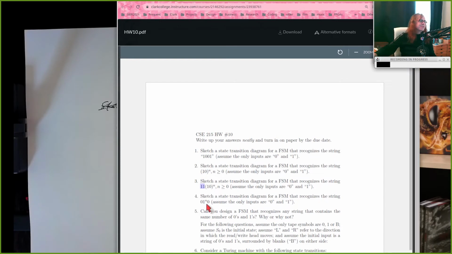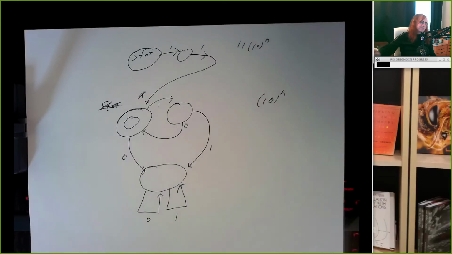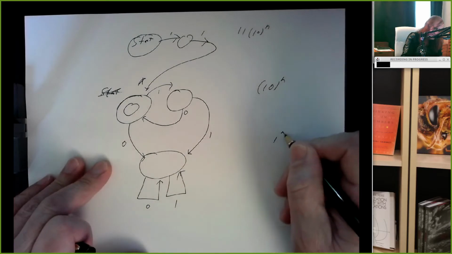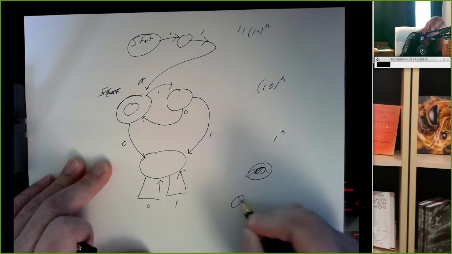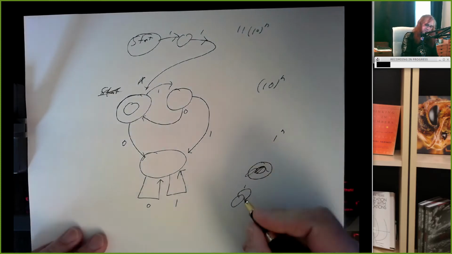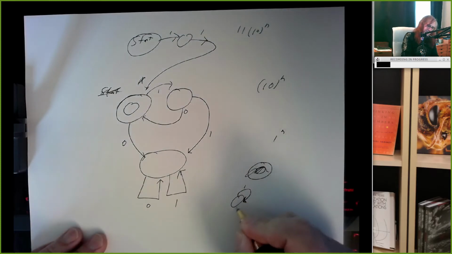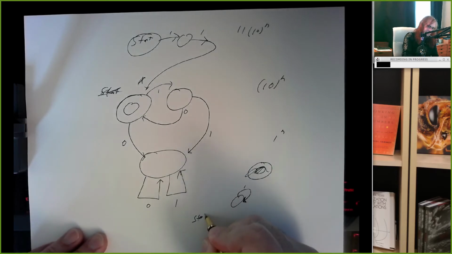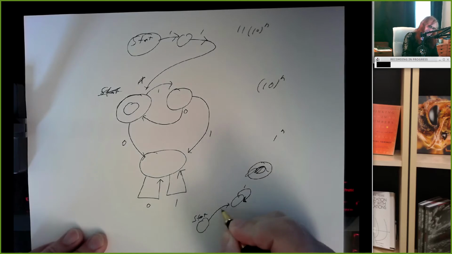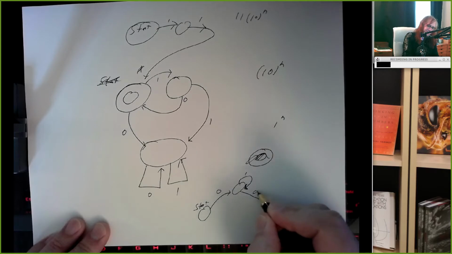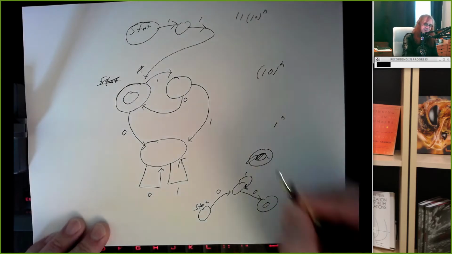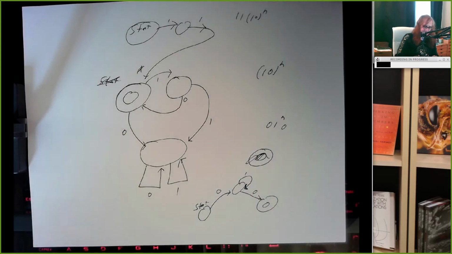And then number 4 is 0, 1 to the n, 0. So how do we recognize 1 to the n? Here's a state: if we have a 1, we'll just stay in this state. This is our basic spin state that stays here as long as we see 1s coming in. So if I have a start state and I wait for a 0, that takes me here. This recognizes any number of 1s, and if I get a 0, that takes me to a recognized state. This picks up 0, 1 to the n, and 0.